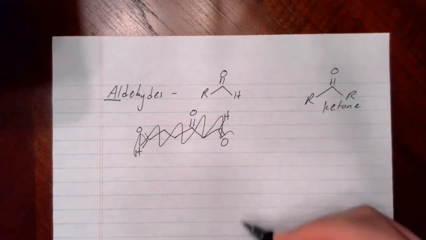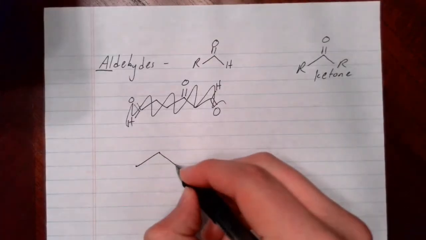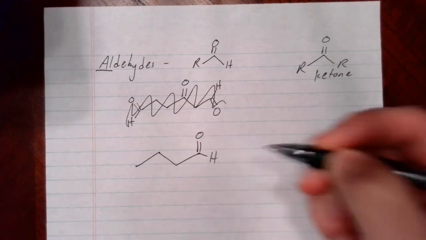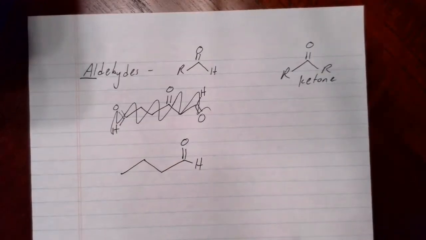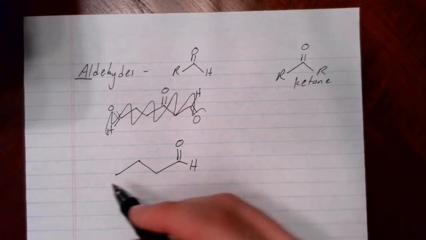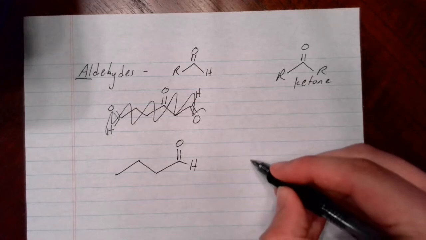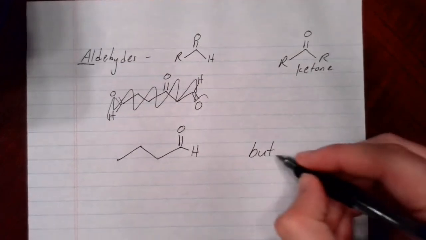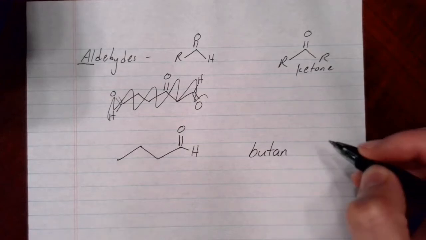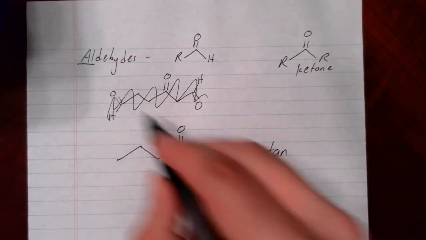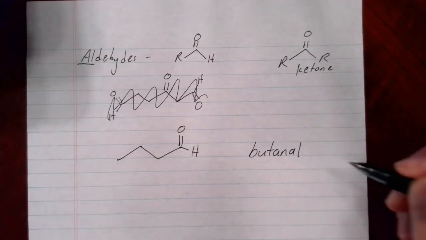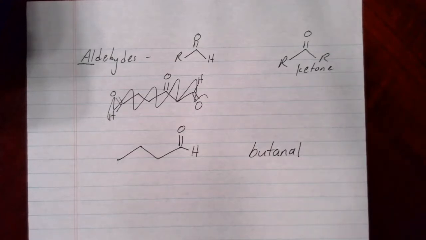Okay, so let's look at one. The first step is recognizing that this is an aldehyde and not a ketone. We see the hydrogen there, so it's an aldehyde. So I count the carbons, 1, 2, 3, 4. So I have BUT. There are only carbon-carbon single bonds, so I have AN. Now I use the AL to denote that it's an aldehyde. So I have butanal here.